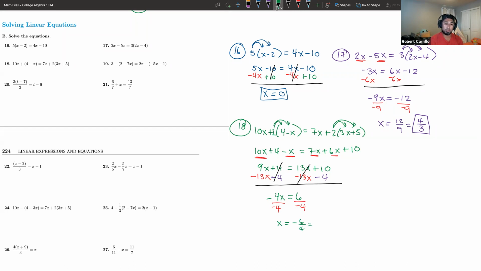And what does negative 6/4 reduce to? Negative 3/2. There you go. Cool. All right. Any questions on those 3 so far?